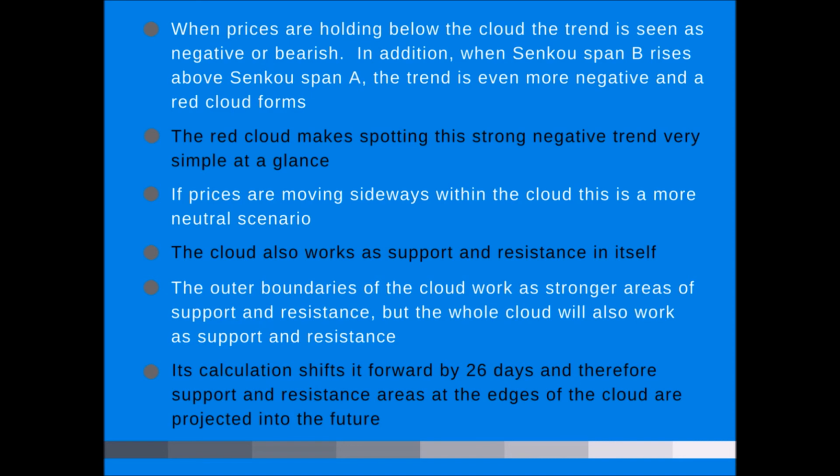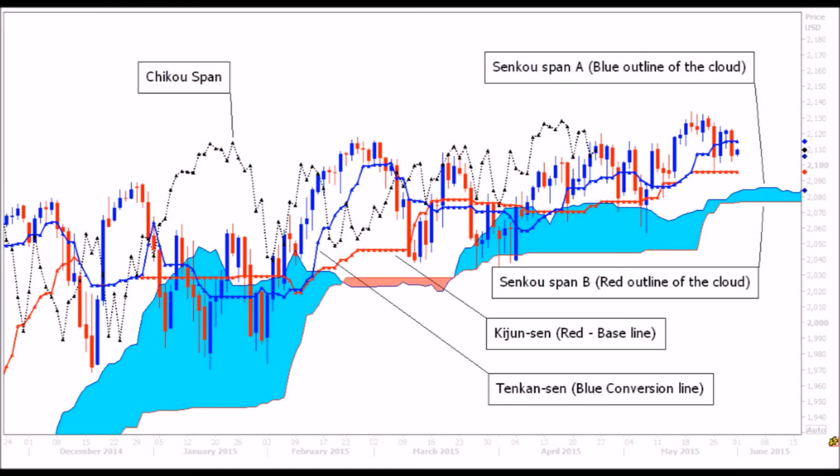The cloud also works as support and resistance in itself, so the cloud is a support or resistance band area. The outer boundaries of the cloud work as stronger areas of support and resistance, but the whole cloud will also work as support and resistance. Its calculation shifts it forward by 26 days, and therefore support and resistance areas at the edges of the cloud are projected into the future, which is obviously quite useful. You can see where the support and resistance levels are as you look forward.